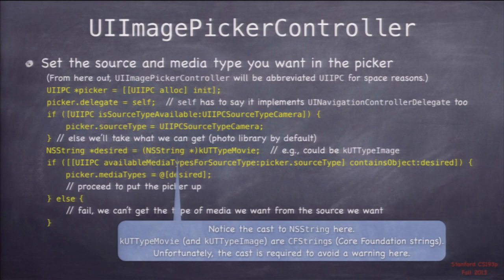So let's talk about that kUTTypeMovie and kUTTypeImage. They are CFStrings. You can just cast them to NSStrings. There's a bridging mechanism between Core Foundation and Foundation, which is what you're used to. So you can just put this cast in here, and in iOS 6 or 7, they introduced a thing where it'll even do this bridging for you automatically in terms of ARC and all that. So you just need to cast that. It's just something you need to know: put the NSString star in front of those two types.